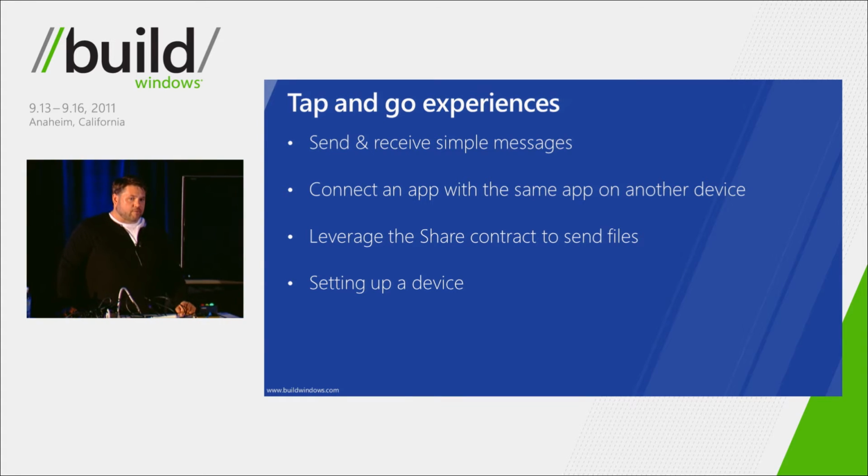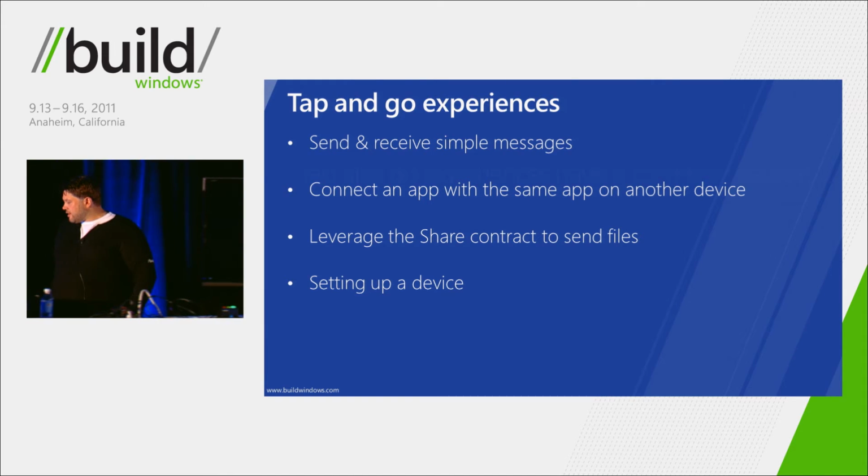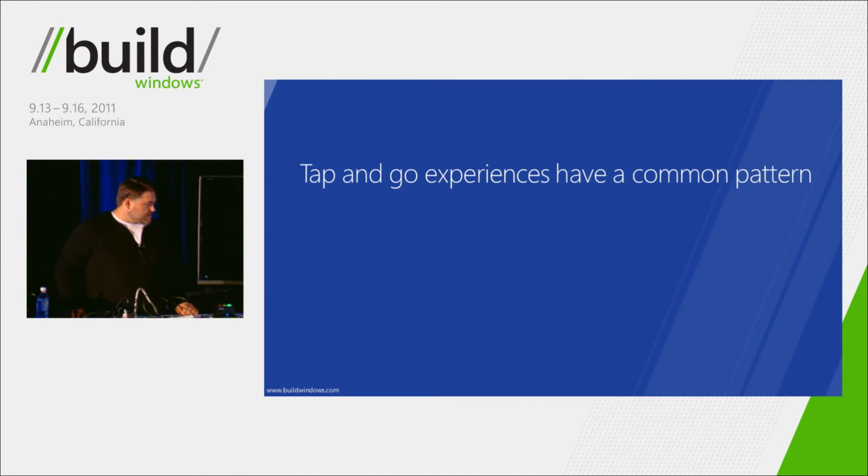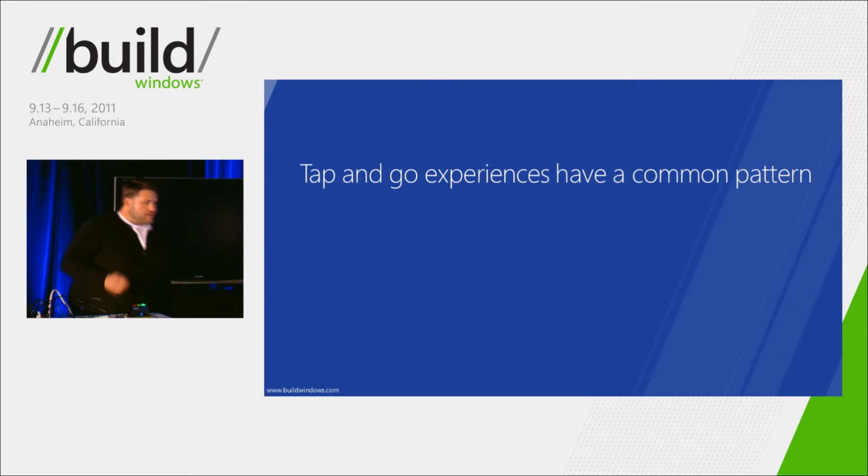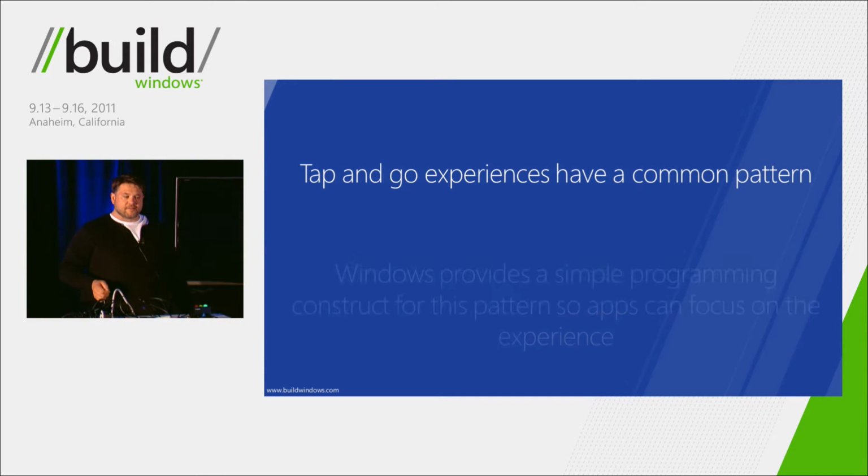Let me talk a little bit about the programming model briefly, because I want to kind of catch up on some of our time. One of the things you saw here in these tap and go experiences across a number of them, whether it's send and receive messages, connecting apps together, i.e. using that share contract, or setting up a device, which we didn't show here today, but was demonstrated earlier today, where you can tap a Bluetooth mouse and actually get that installed very seamlessly with just one tap. These are things that really all share a common pattern. These experiences, it turned out, really have this notion of very simple, repeatable steps.